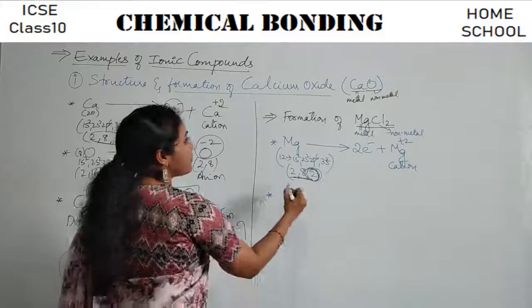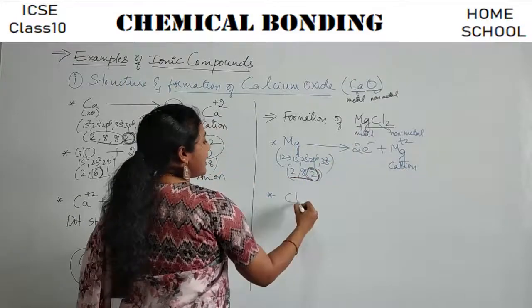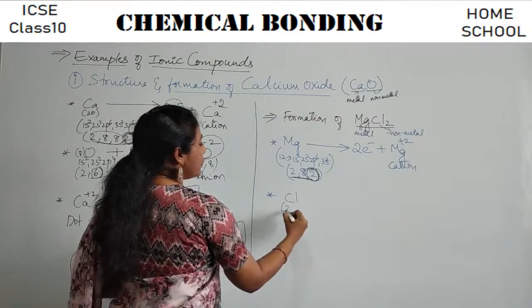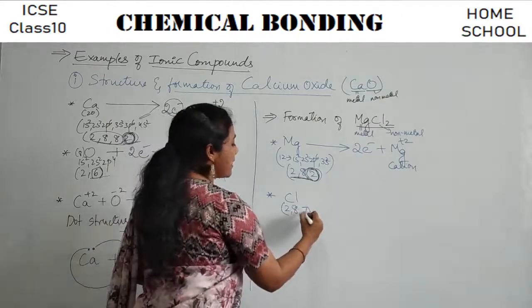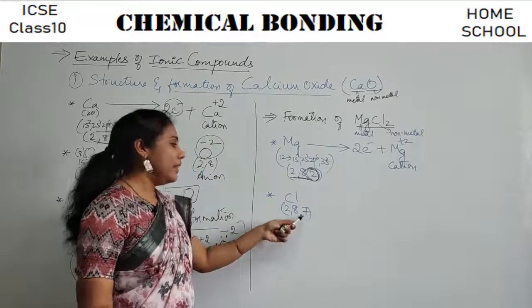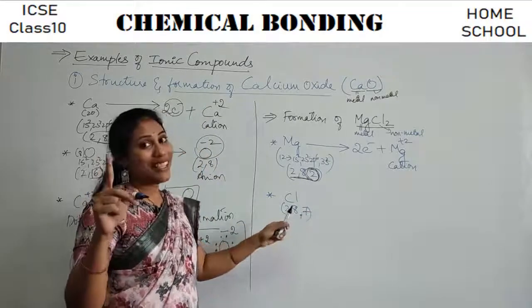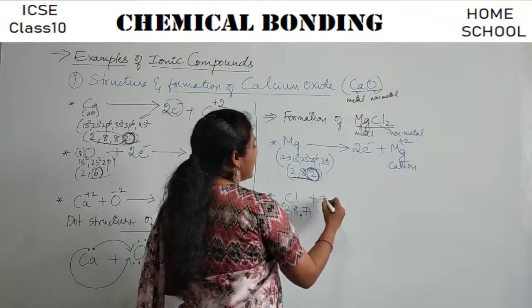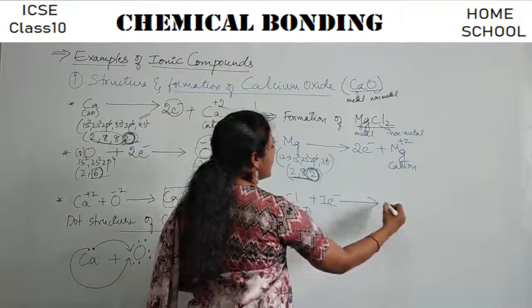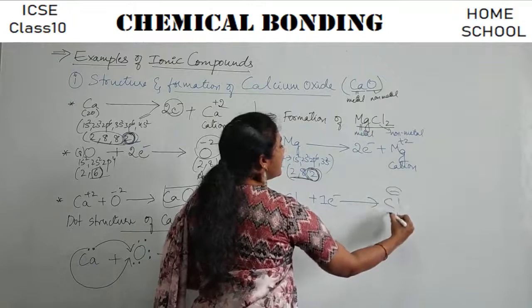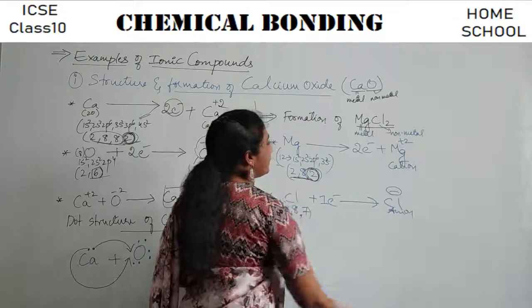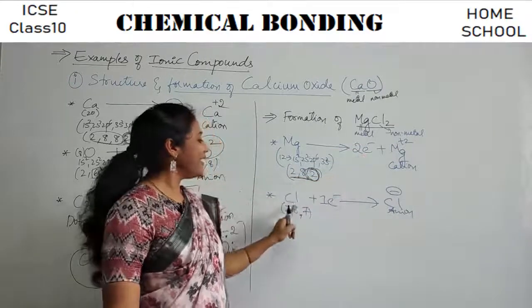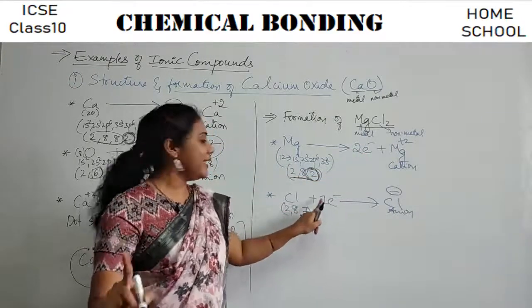And next, who is our anion? Cl. And what is its electronic configuration? 2, 8, 7, right? So is it stable? No. It needs one electron to become stable, isn't it? So one electron it gains and it will become Cl minus. This is our anion.